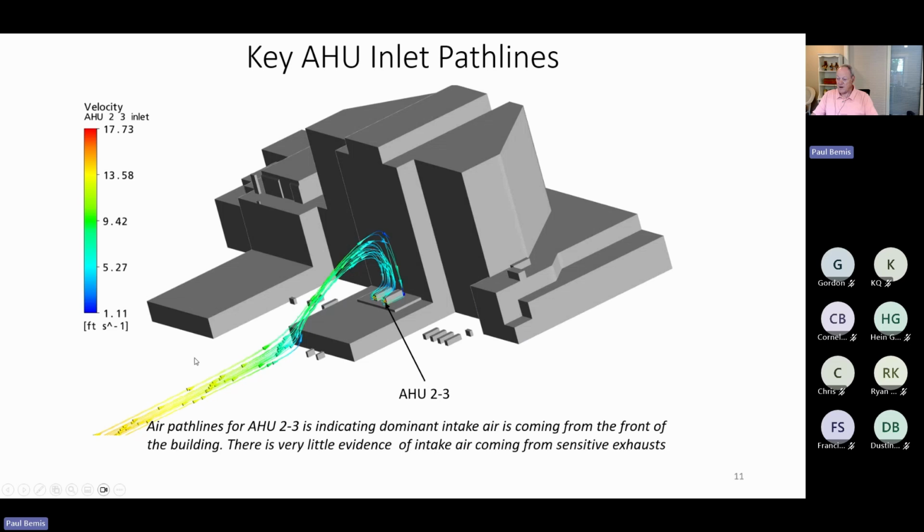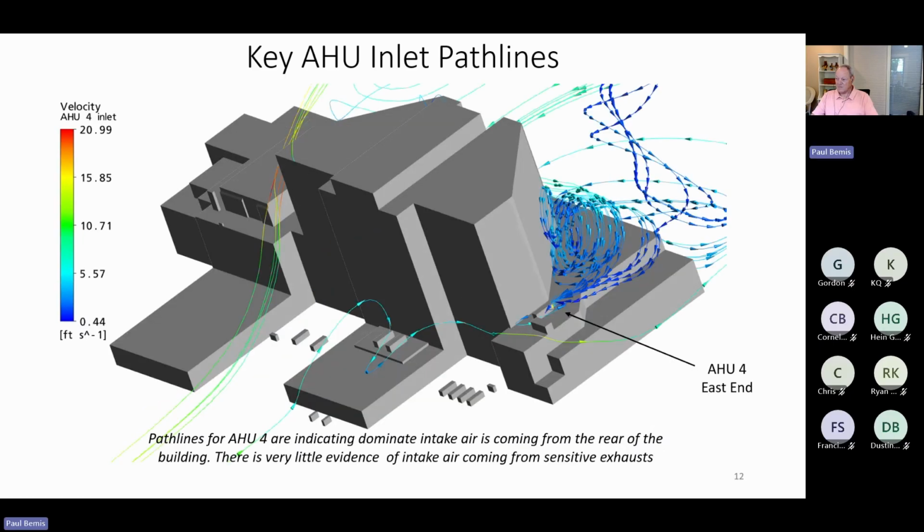And then, of course, here you have path lines of air coming in as well. Here it comes, and it bangs into that building and wraps down around and comes into air handler number two and number three. For this air handler over here on the east side, air is coming from the back and wrapping around. So what the model does is it allows you to see where the air is coming from and where the air is going to. CFD allows you to visualize airflow quite easily.